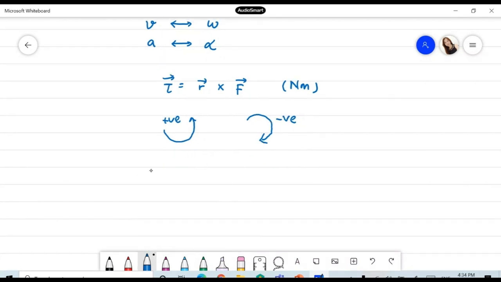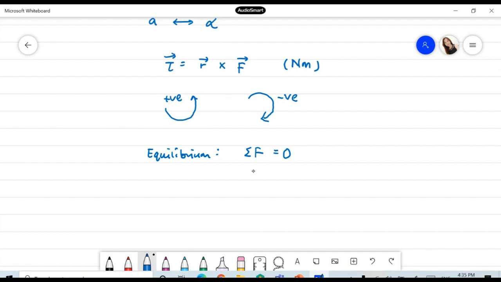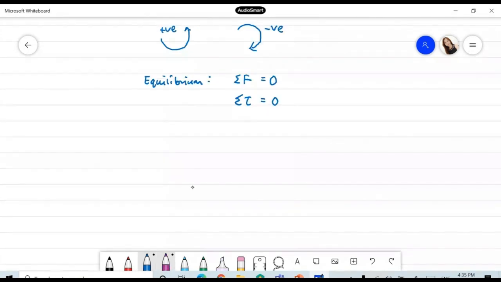The condition is called equilibrium. When the system is at equilibrium, the summation of the force is always equal to 0. So this is one of the conditions of equilibrium. Other than this, summation of F equal to 0, we have a second condition for equilibrium, that is, summation of torque is equal to 0. For example, I have a seesaw, which is a plank, and this plank is symmetrical and the mass is distributed uniformly.